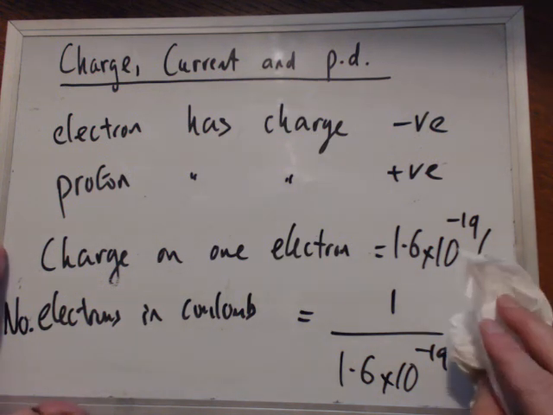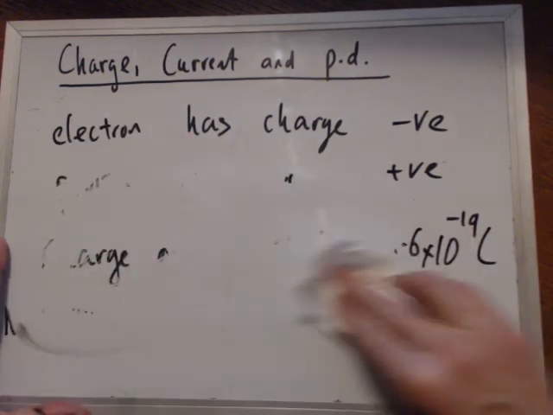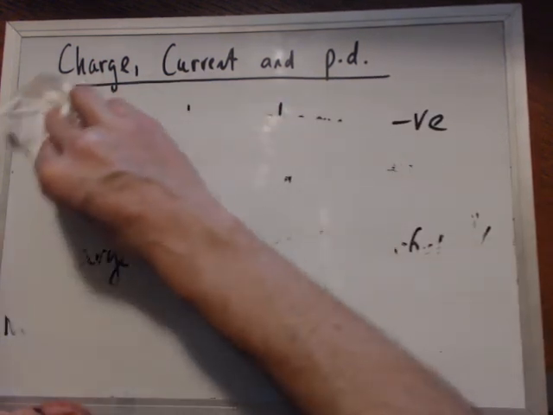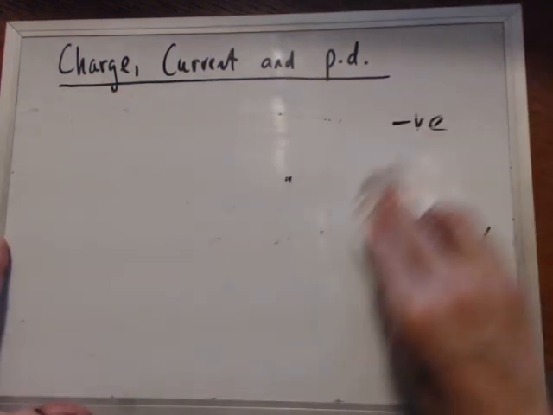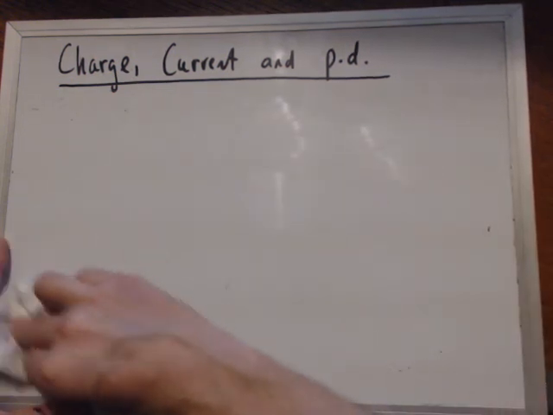So we know that a coulomb has a lot of electrons in it, and we know that charge can be positive and negative, and the charge on an electron is equal and opposite to the charge on a proton.